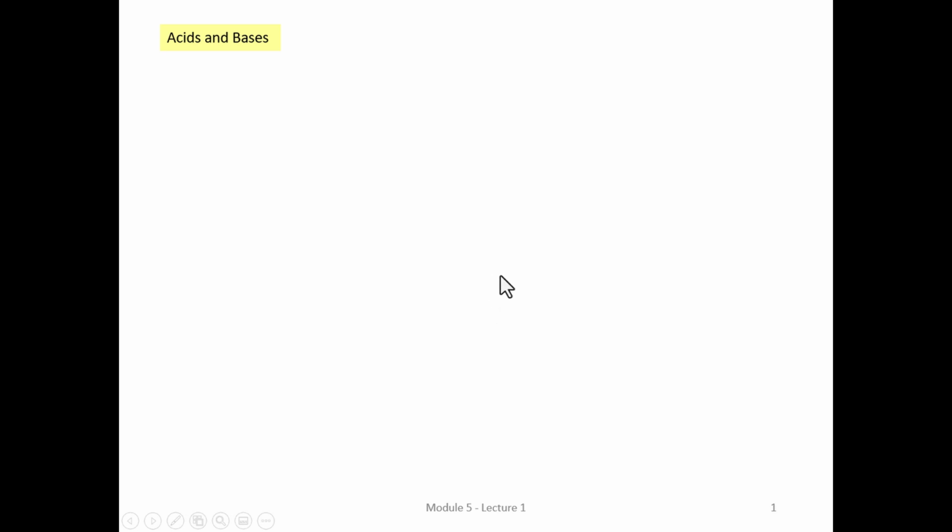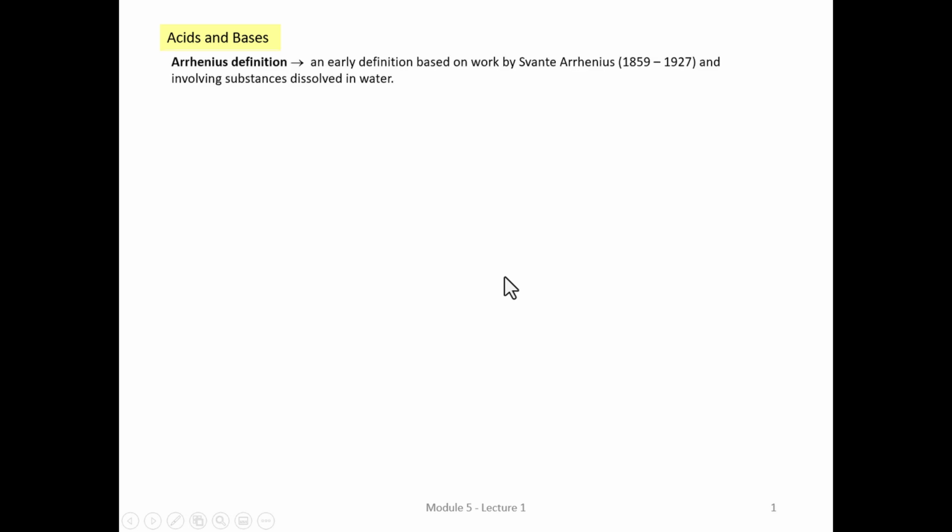In this module, we'll start covering the very important topic of acids and bases, and we'll start off with a very old definition of acids and bases based on work by an individual named Svante Arrhenius. You can see the dates here, so this is fairly old work, and it involves substances dissolved in water.